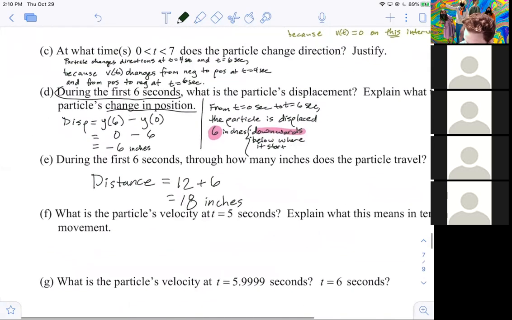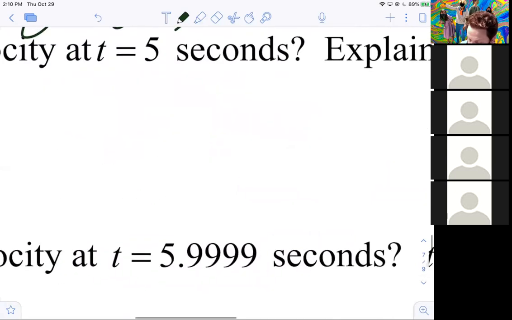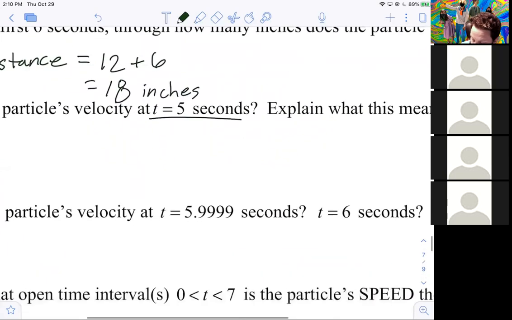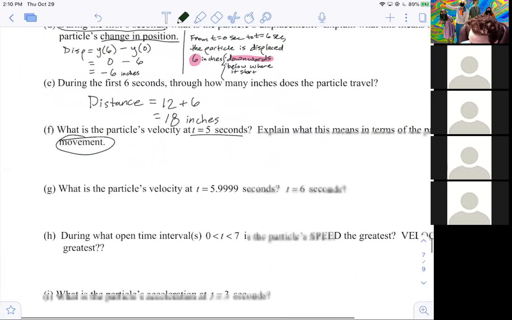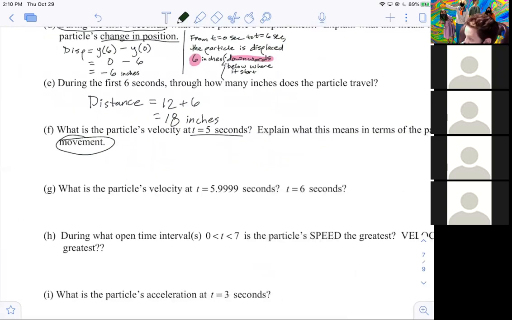Okay, what's the particle's velocity at t equals 5? Is that average velocity or instantaneous? Of course it's instantaneous. It's at a moment in time. Explain what this means in terms of the particle's movement. Okay, so this is the one that we can interpret 2 different ways. Now, it probably wouldn't say movement. It's going to either say in terms of the particle's position or in terms of the particle's velocity. Okay, so we'll answer it both ways.